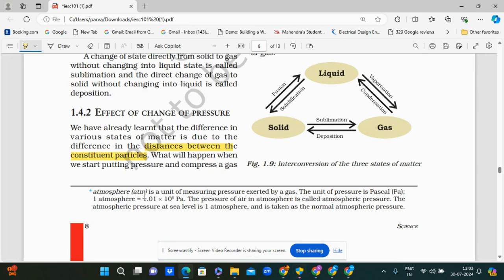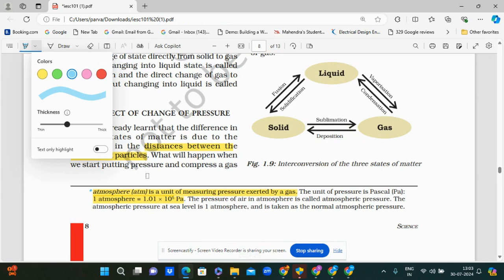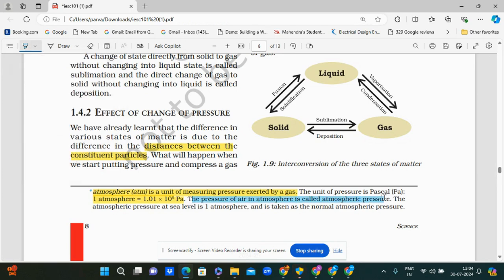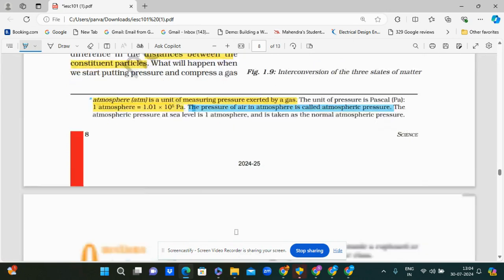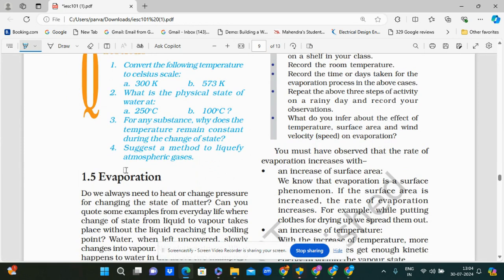Atmosphere, that is ATM, is a unit of measuring pressure exerted by a gas. The unit of pressure is Pascal. So 1 atmosphere is equal to, this is important, 1.01 times 10 power 5 Pascal. The pressure of air in the atmosphere is called atmospheric pressure. The atmospheric pressure at sea level is 1 atmosphere and it is taken as the normal atmospheric pressure. So always we have it as 1. Conversions we'll discuss. We'll discuss the questions in the next sessions.